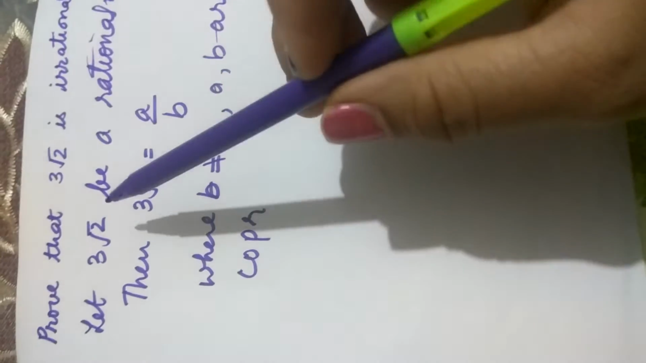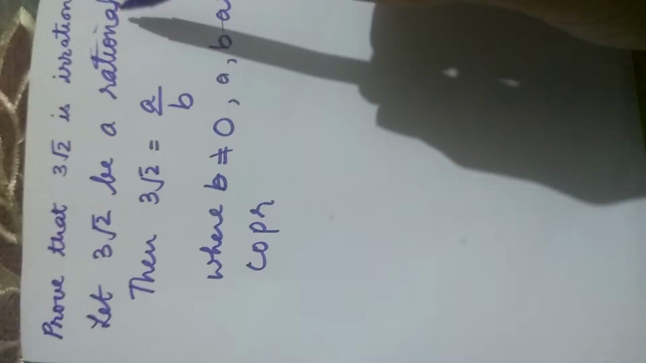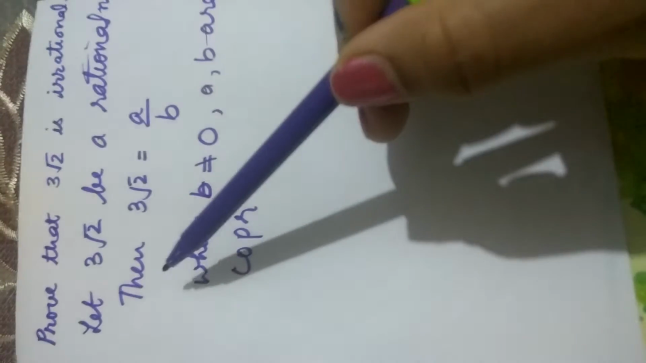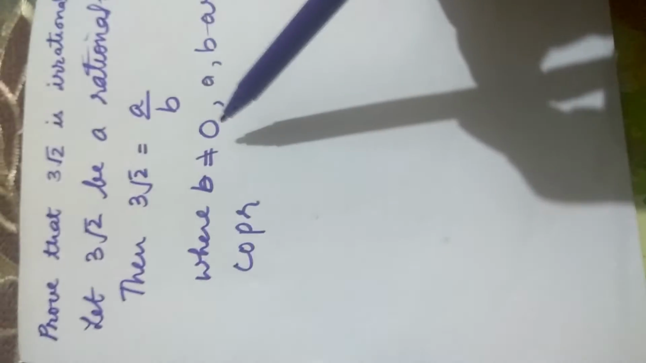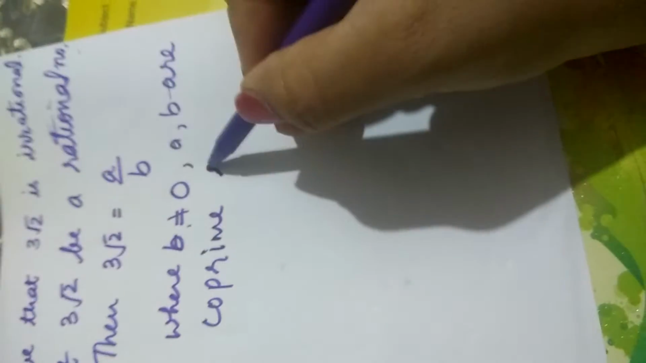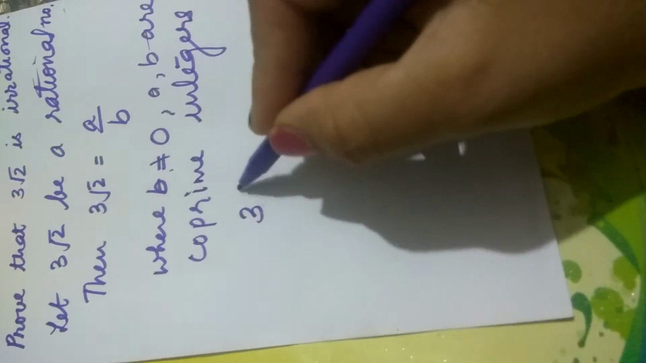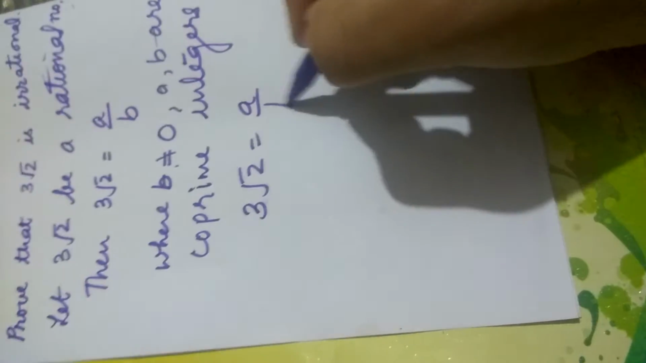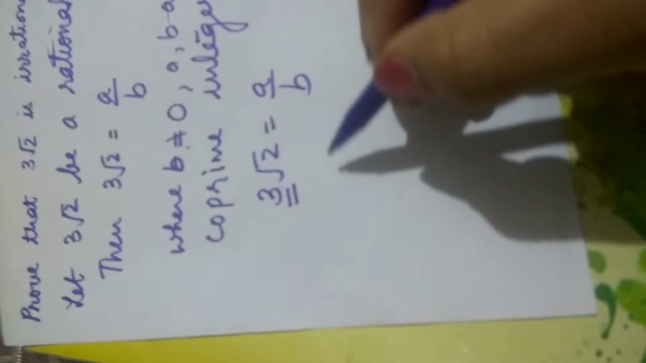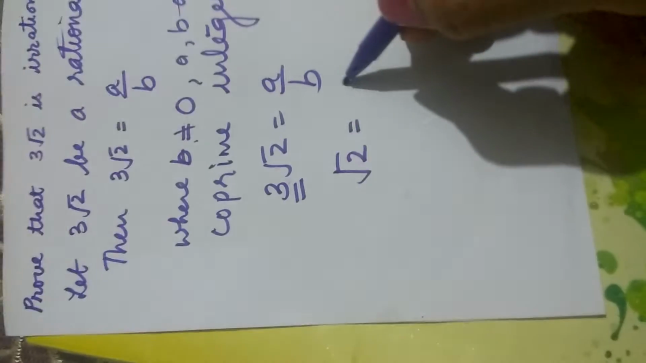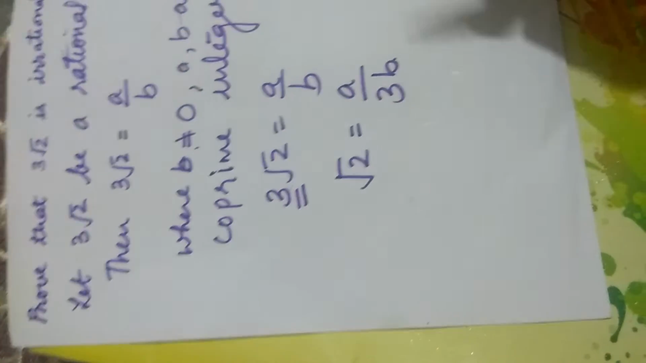So here is how to prove this to be irrational. First we will assume, let 3 root 2 be a rational number. Then we can take 3 root 2 in the form of a upon b, where b is not equal to 0 and a and b are co-prime integers. After that I will take this rational part to the other side of the equation. So it will become root 2 equal to a upon 3b.